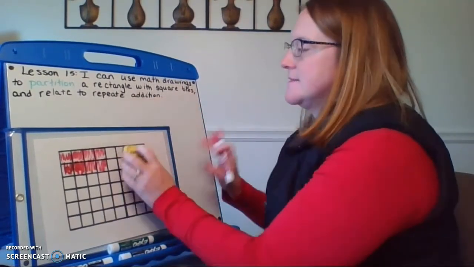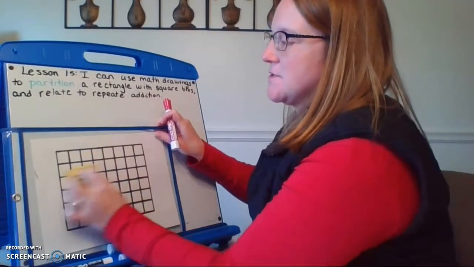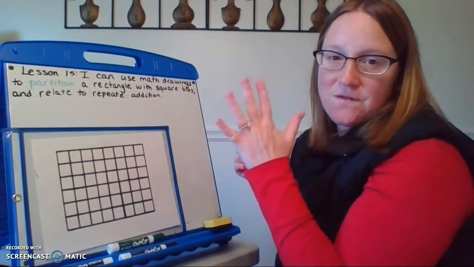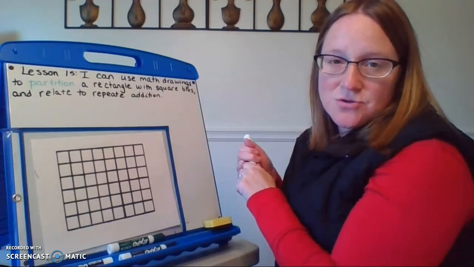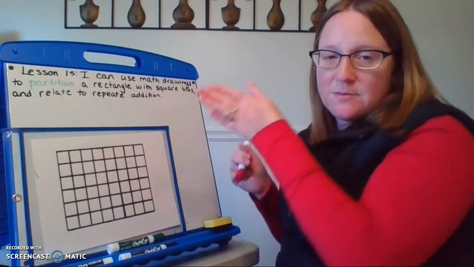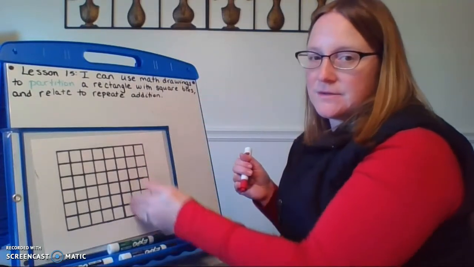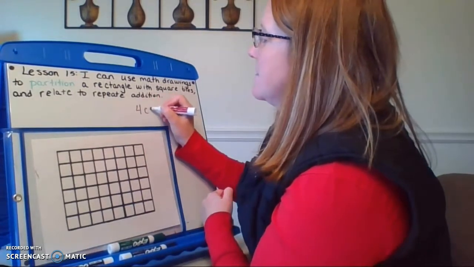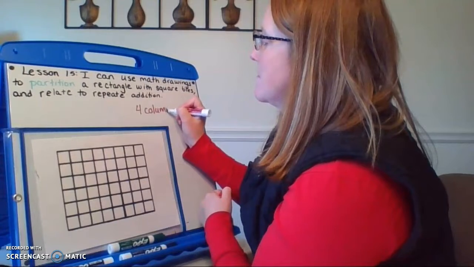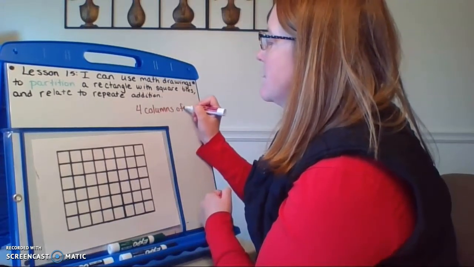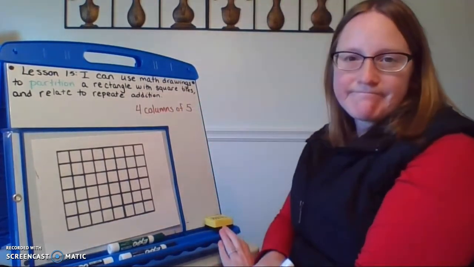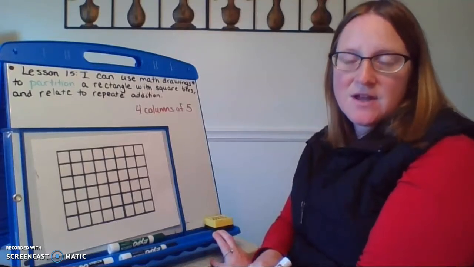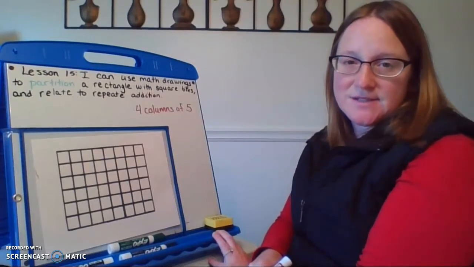Okay. Let's see if I can trick you. What if I wanted to do columns? 4 columns of 5. Go ahead and draw out 4 columns of 5. Remember, columns go up and down. So 4 columns of 5. I'll write it here. Go ahead and pause the video. See if you can draw 4 columns of 5 and write the repeated addition sentence.